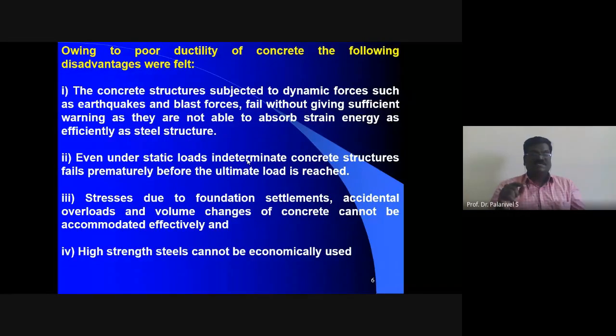The reason it fails prematurely is that proper redistribution of moment is not taking place. The moments have to be redistributed in the frame. Then only it will fail. You can minimize the premature failure of the frame, especially an indeterminate frame. Okay, how do you improve this redistribution of moment? By improving the rotation capacity of the hinges or beam column joints.